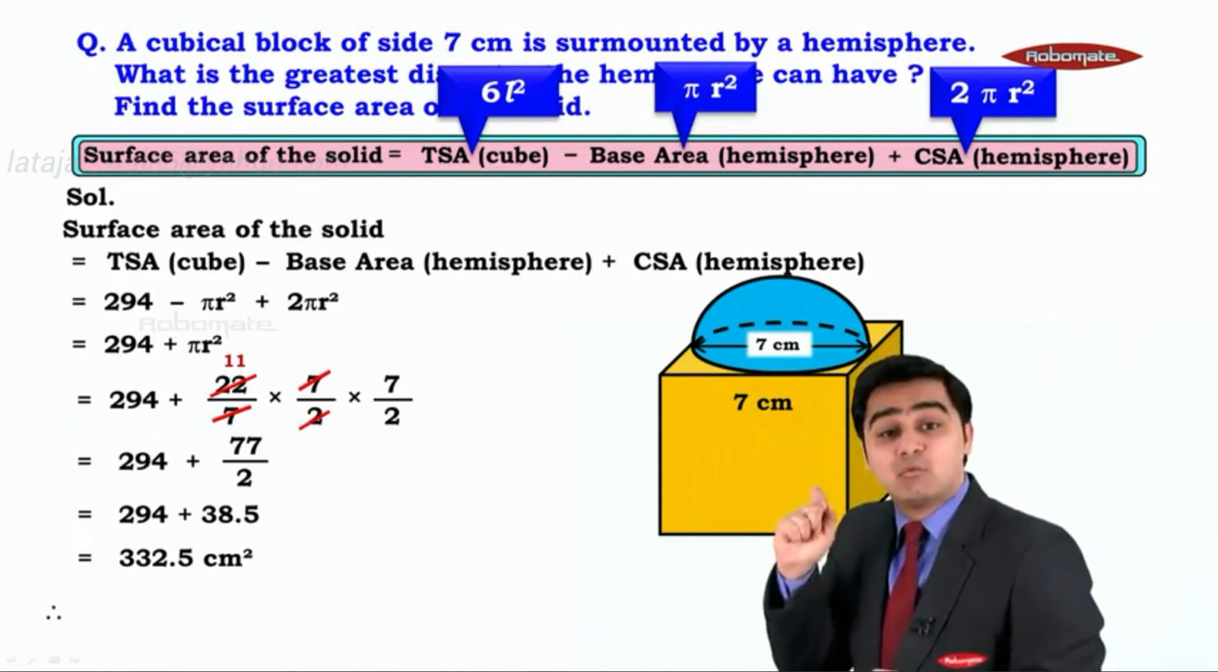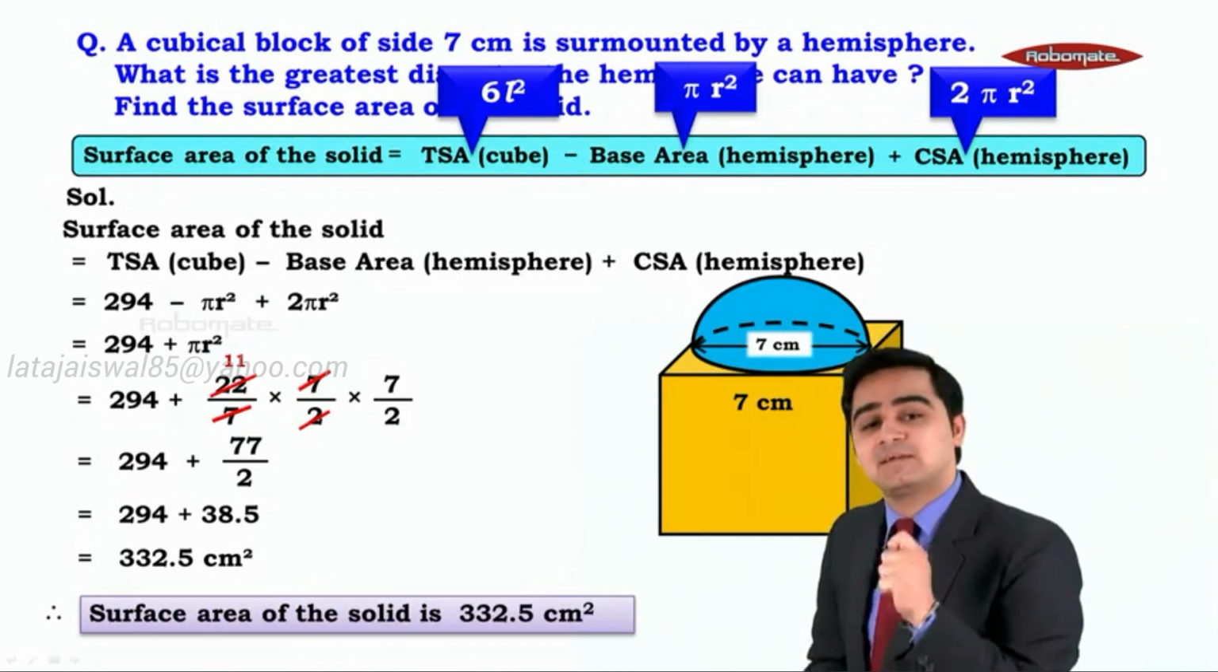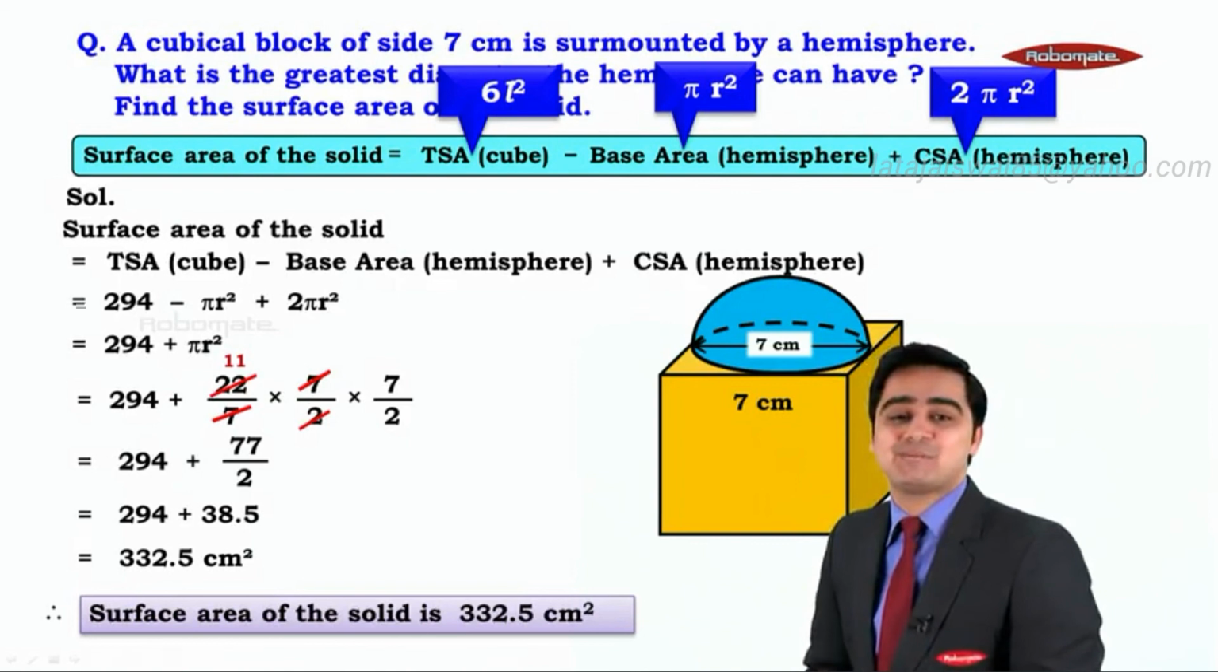So we can say, therefore, the surface area of the entire solid is 332.5 centimeter square. A very beautiful sum and a very interesting one.